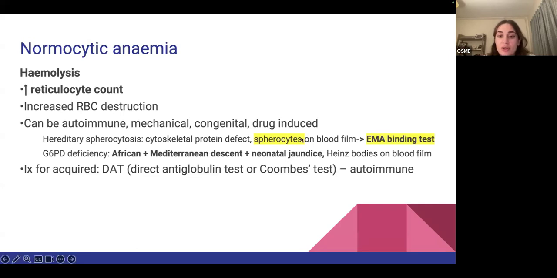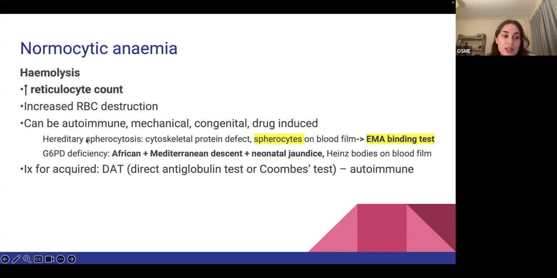So you'll see these spherocytes on the blood film, and the cells will be breaking down, so there'll be evidence of literal shattered bits of hemolysis. And this is tested via the EMA binding test. There's no easy way to remember this besides just remembering it.